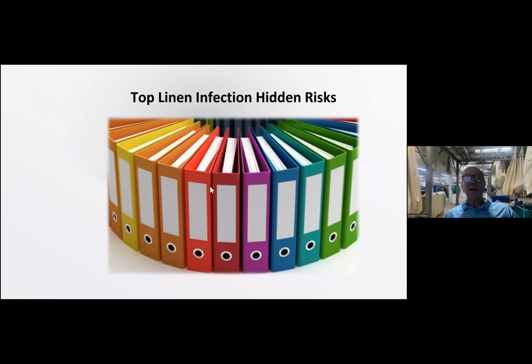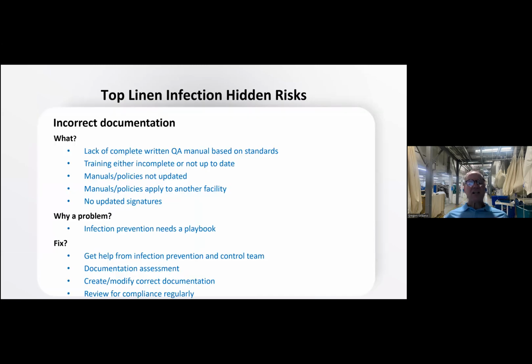So number one, pretty obvious but really important, is incorrect documentation. Where your linen is processed, it's very important that there's documentation for that whole process: a QA manual based on standards, training records, manuals and policies for how to wash, how to dry, how to inspect, how to handle equipment, signatures showing that people have been trained on this. And if we don't have documentation and people are kind of winging it, that's a problem for infection prevention. Infection prevention needs a playbook, and laundry is a big part of infection prevention.